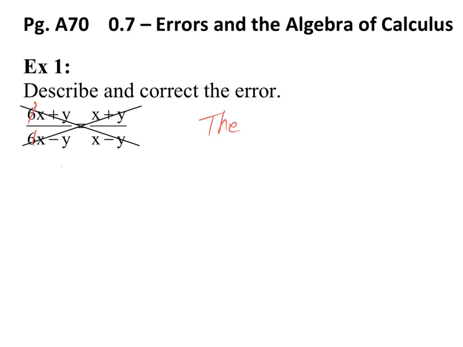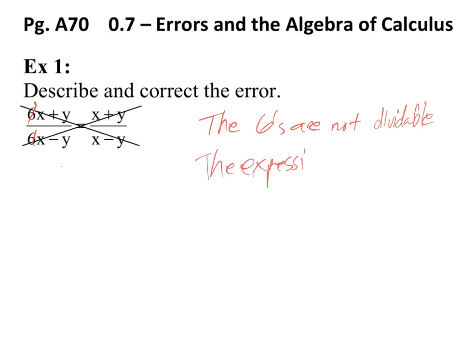What is the mistake? The 6's are not, you could say, dividable. Or the 6's can't cancel. And you could just say the expression cannot be simplified. Alright, that's all there is to that. Going on to the next example.